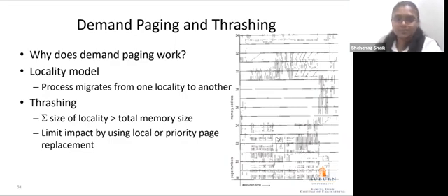So that is one important thing we may want to be aware of. As long as we can accommodate the entire locality of a particular process, we should be able to reduce the chances of crashing, and of course reduce the number of page faults as well.